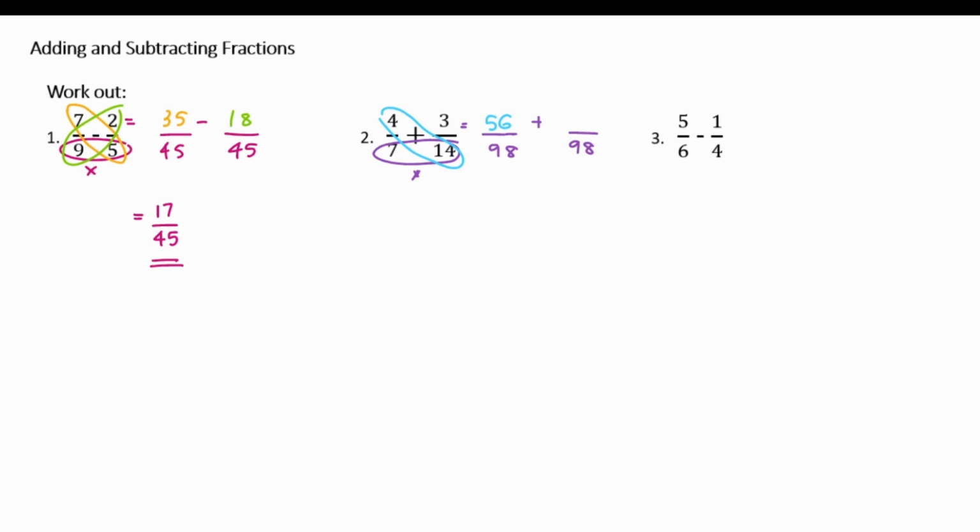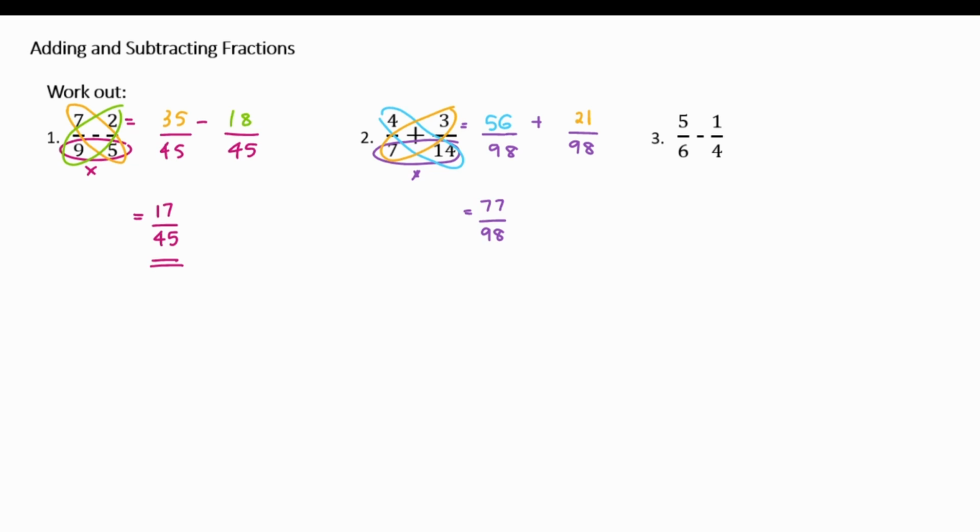And to get the second numerator, we multiply the second numerator across with the first denominator, and that gives us 21. Now, because our denominators are the same, we just need to work out our numerators. So 56 plus 21 gives us 77, and our denominator stays 98. Now we need to check if we can simplify our fraction.